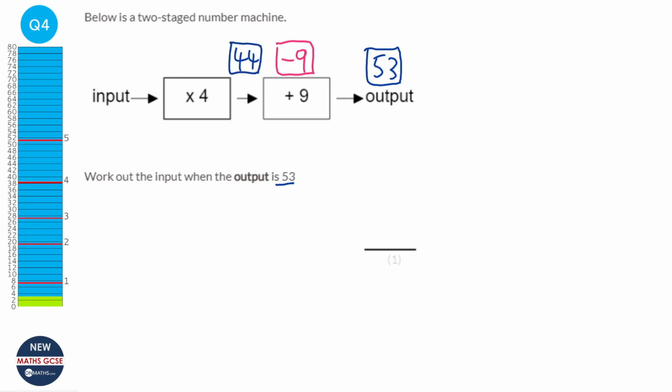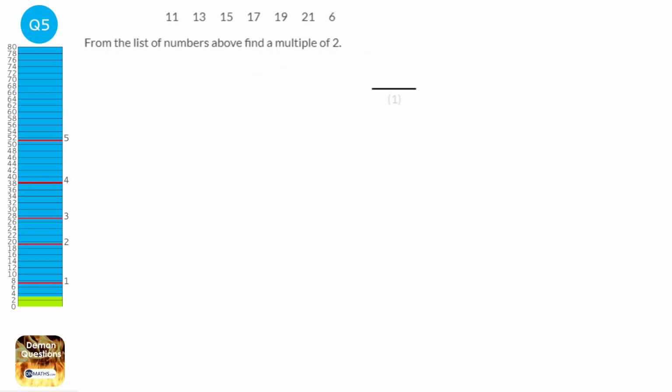Now we can check that by going the other way. So 44 plus 9 is 53, so that works. The next one says times 4, so the opposite would be divided by 4. So we're going to do 44 divided by 4, and that gives us an input of 11. Now let's check the whole thing. We put in 11. 11 times 4 is 44. 44 plus 9 is 53. So we know we've got it correct.